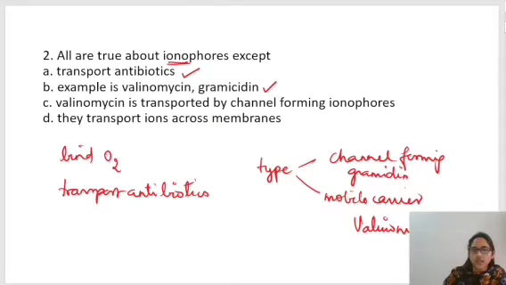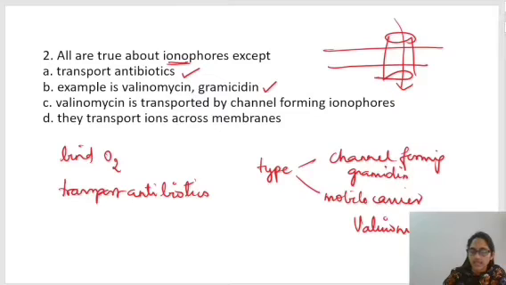No. So what is this channel forming ionophore? Consider this is the cell membrane. It forms a channel through which the ionophore passes inside the cell. Or there are mobile carriers wherein it will bind to this and these carriers will transport it inside the cell. So this valinomycin is transported by mobile carrier ionophores. Okay, and they transport ions across membranes. Yes, it transports ions across membranes. So the option C is the answer.